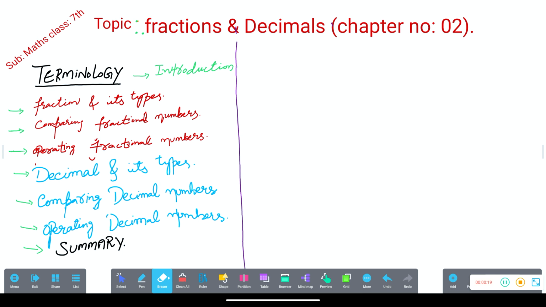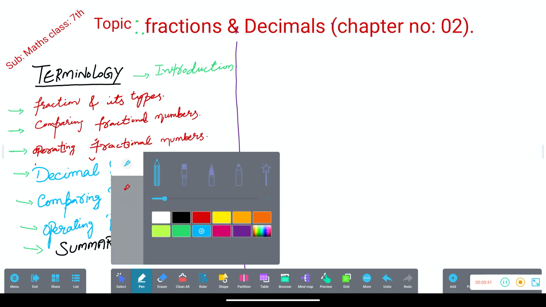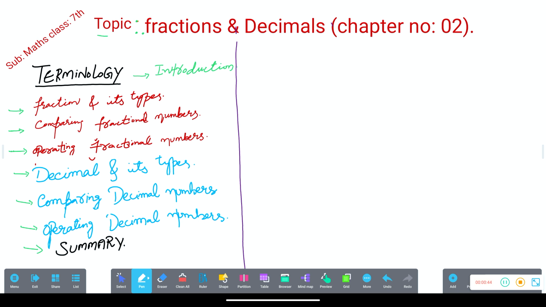Right now I'm here to take one of the chapters from class 7th book, and that is chapter number 2 of your book. If it is visible on your screen, you can see the topic's name is fractions and decimals, chapter number 2 of your book.